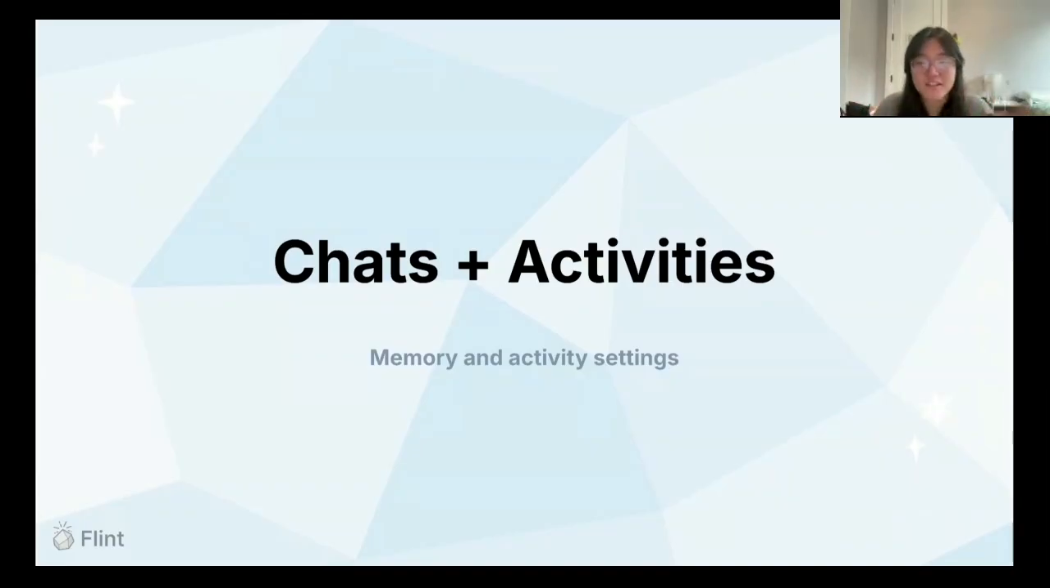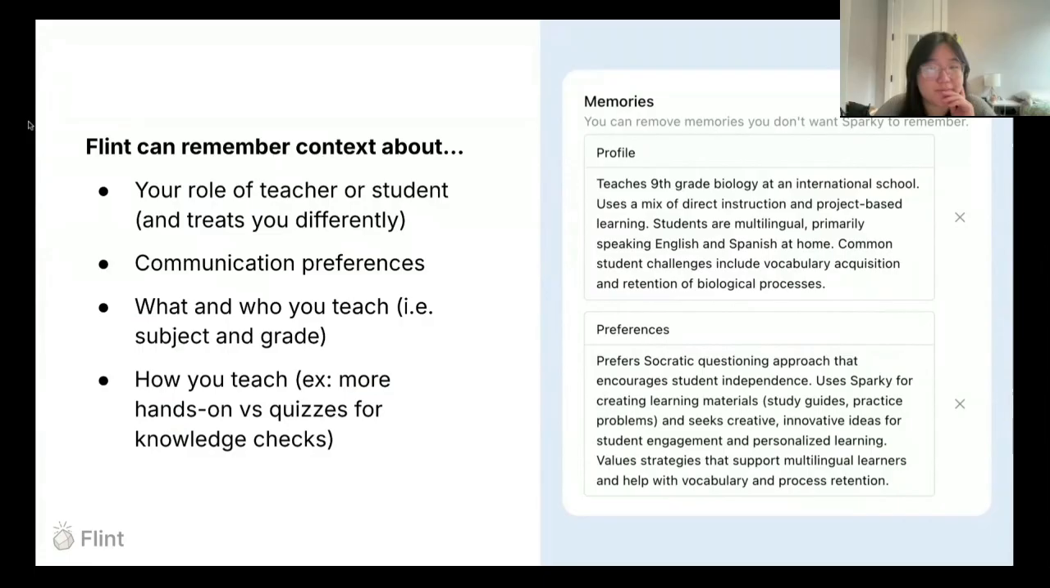So first we'll cover chats and activities and how you can cater Sparky to your own needs here. The first thing really is that in chats and throughout other interactions that you have with Sparky, both in activities and also in the activity builder, you can set memories for Sparky. Actually by default, Sparky already should know if you're a teacher or student and will treat you differently depending on this. So it's much more helpful to teachers and a bit more like a responsible tutor for students. But then after that, you can tell Sparky to remember your communication preferences, who and what grade you teach, and also how you prefer to teach.